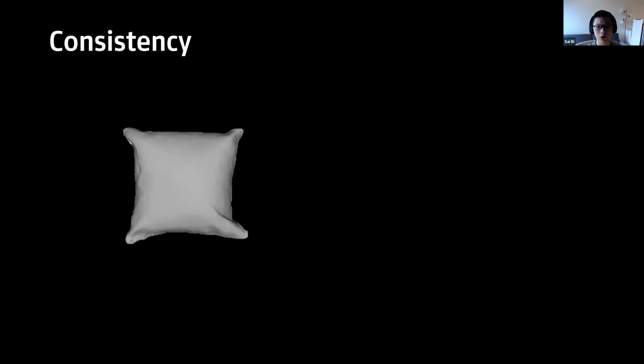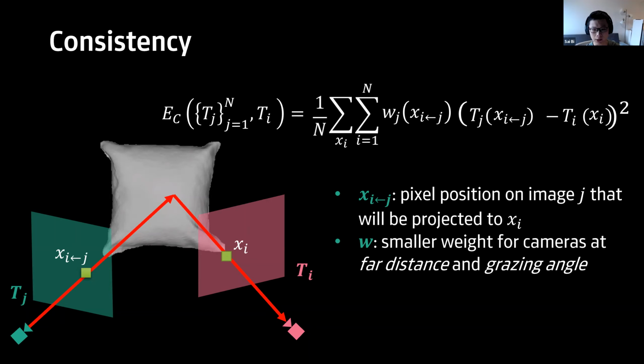For a pixel on the current image and its color, we find a corresponding pixel on the other target image that will be projected to this pixel. To ensure consistency, we enforce these two colors to be the same by minimizing their L2 difference. This is done for all target images and for all pixels on the current image. Also, we assign each term different weights. It basically gives smaller weight to the cameras that look at the surface at a great angle and that are far away from the object.